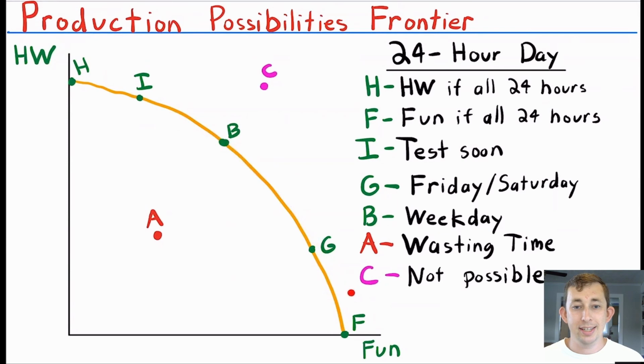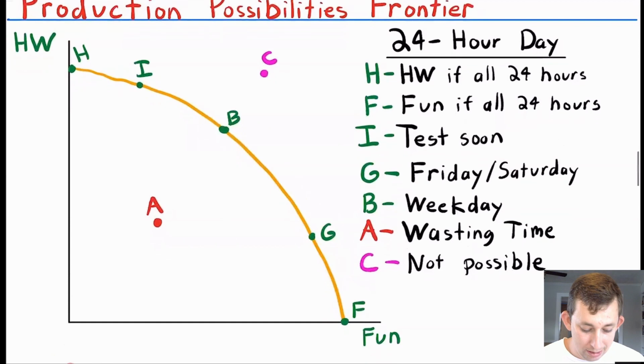Now these points H, I, B, G, and F are on the production possibility frontier, which we'll get to what that means in a second. But what about points that are not on the PPF? Well, you've got point A. So point A, you're wasting time. So you could be doing more homework, you could be doing more fun, or you could be doing both, but you are not utilizing all 24 hours of your day. Now point C, way out here, this is not possible. You cannot possibly complete this much homework and have this much fun in a 24-hour period, which is why it is up and to the right of the PPF.